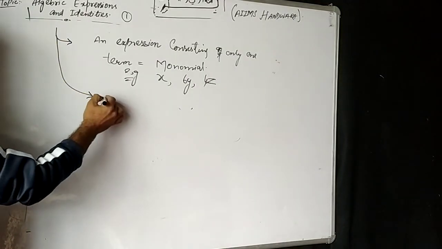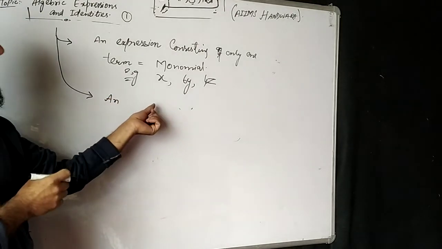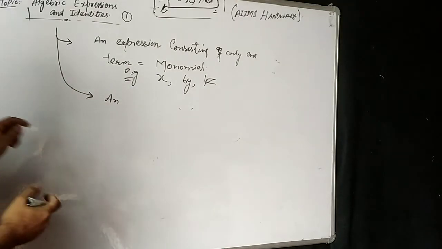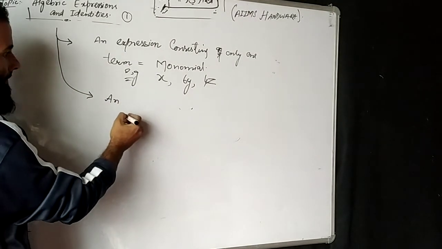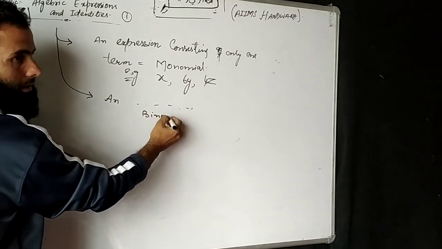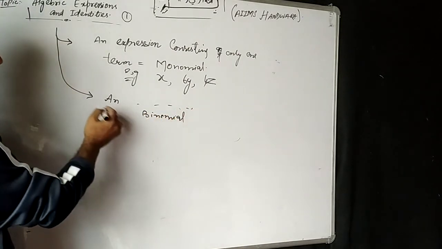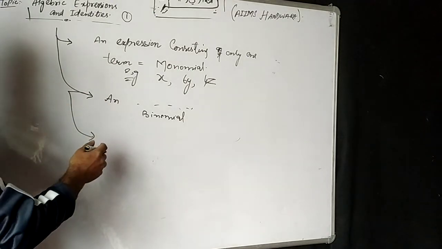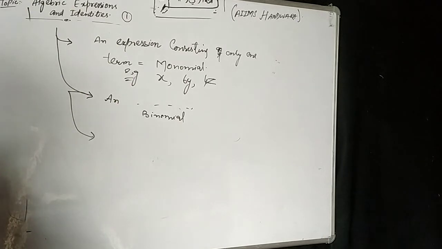And an expression consisting of two terms, or the expression having two terms, is called a binomial. And in the same way, an expression consisting of three terms is called a trinomial.